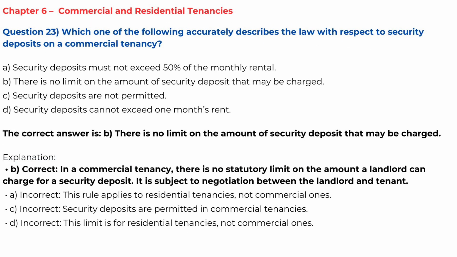Question 23. Which one of the following accurately describes the law with respect to security deposits on a commercial tenancy? The correct answer is B. There is no limit on the amount of security deposit that may be charged. Explanation. B. Correct. In a commercial tenancy, there is no statutory limit on the amount a landlord can charge for a security deposit. It is subject to negotiation between the landlord and tenant.